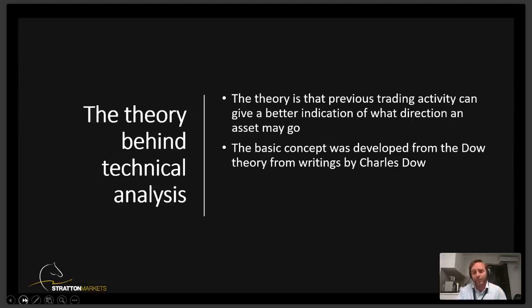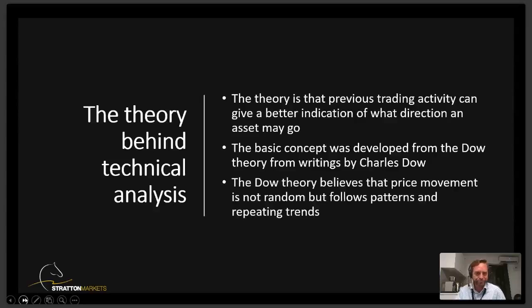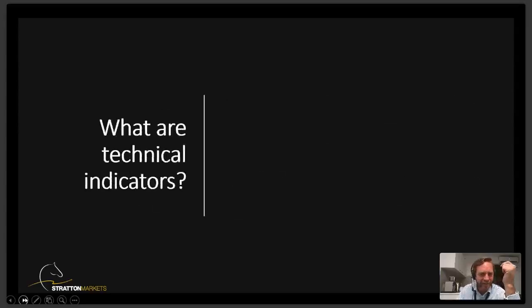Now, the basic concept was developed from the Dow theory, which was written by a chap called Charles Dow. The Dow theory believes that price movement is not random, but actually follows patterns and repeating trends. Obviously, we're discussing moving averages, and moving averages are a technical indicator. So what is a technical indicator, James?